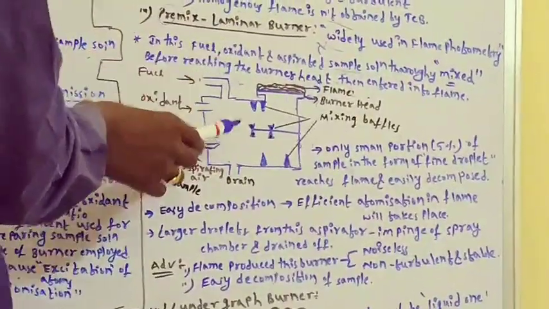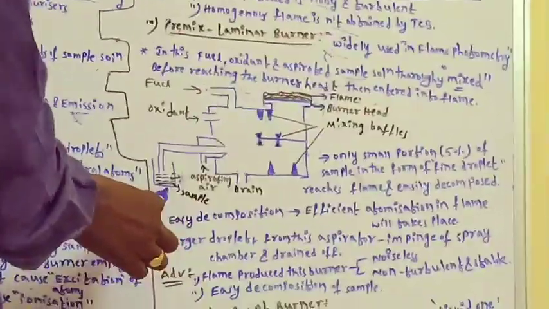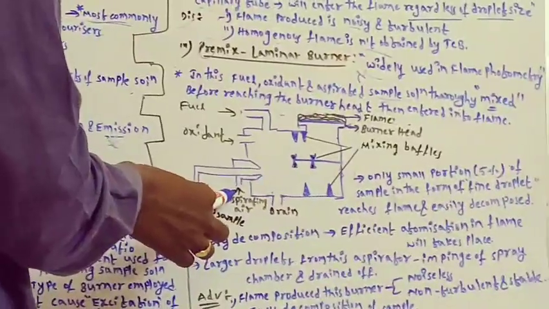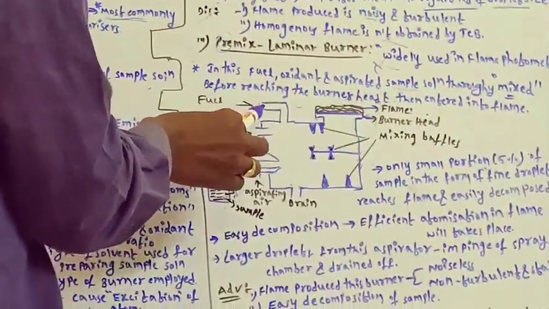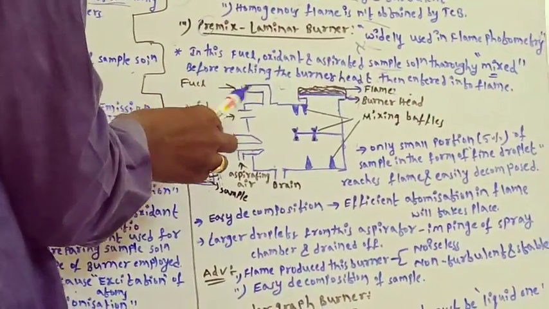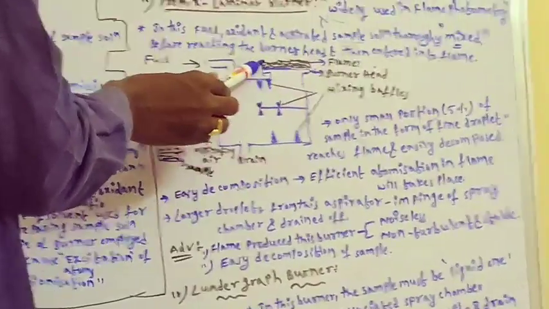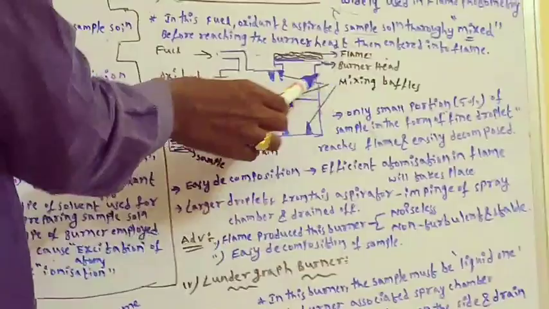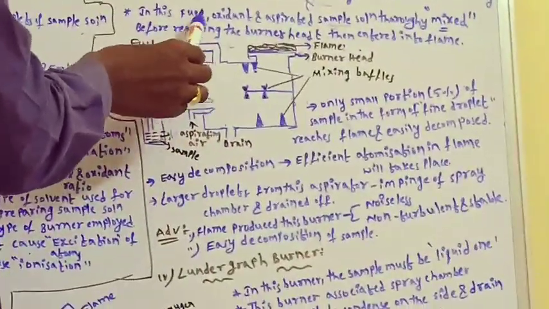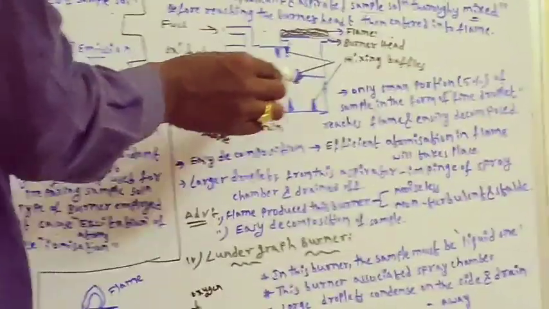Okay, this is the block diagram of the premix laminar flow burner. You can see here this is the sample solution. By this way air is aspirated, and this way the oxidant enters. By this way fuel will enter. This is the burner head, and at the burner head the flame will be produced. This is the flame. These are the mixing baffles. Here fuel, oxidant and sample are mixed together by these mixing baffles.